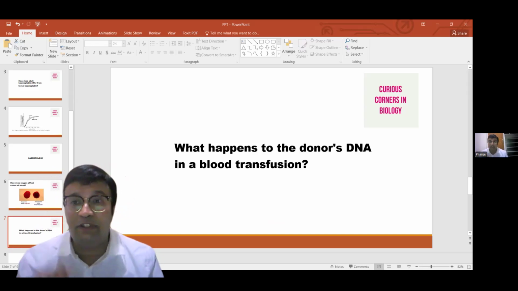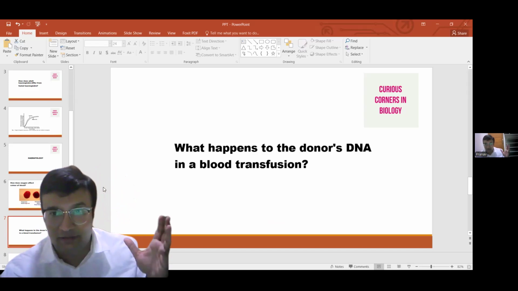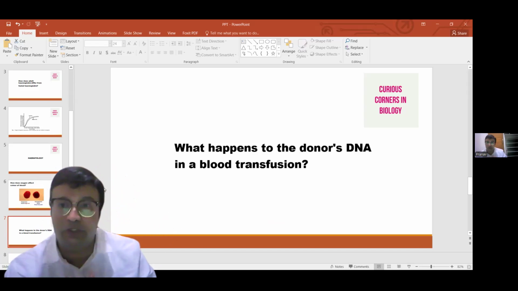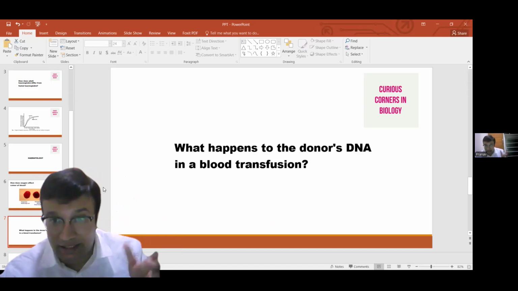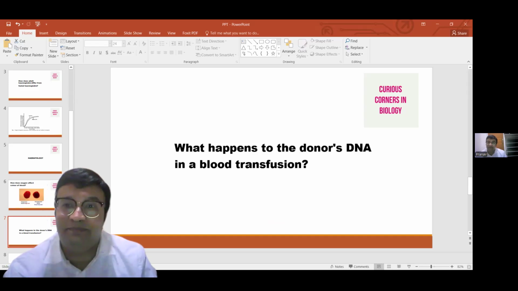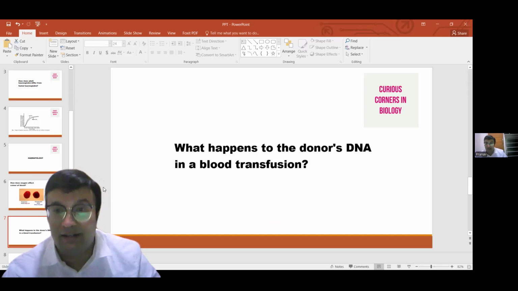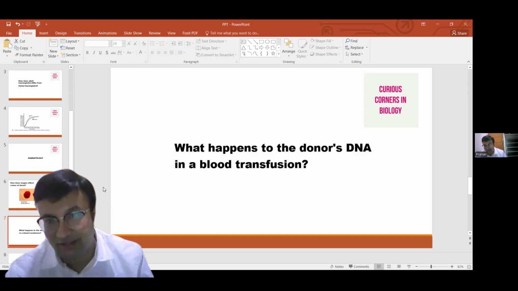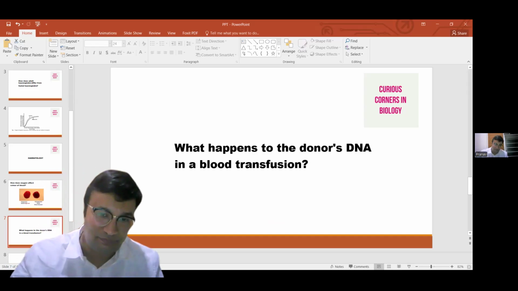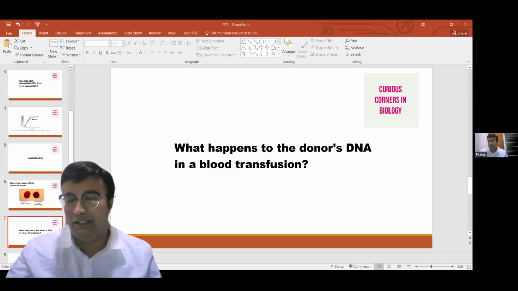And what happens to donor DNA? Because when blood is transfused, even after blood matching, what happens to donor DNA? Does it integrate with the recipient's DNA? Does it not integrate? Does it stay there? What happens? So there is a very interesting answer to this.